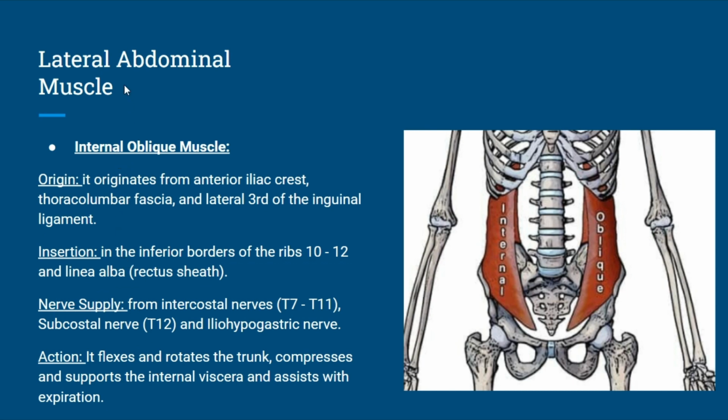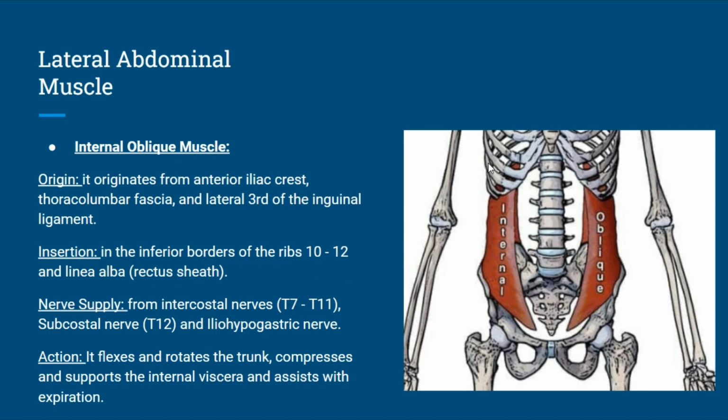It is a part of the lateral abdominal muscles. And if you look here, it originates from bottom and goes up to top. The origination point is from the anterior iliac crest, the thoracolumbar fascia, and the lateral third of the inguinal ligament. So it goes from here. This is all the origination point of the internal oblique muscle. Insertion is the inferior borders of the ribs 10 to 12, and the linea alba, the rectus sheath. So this is the internal oblique muscle.